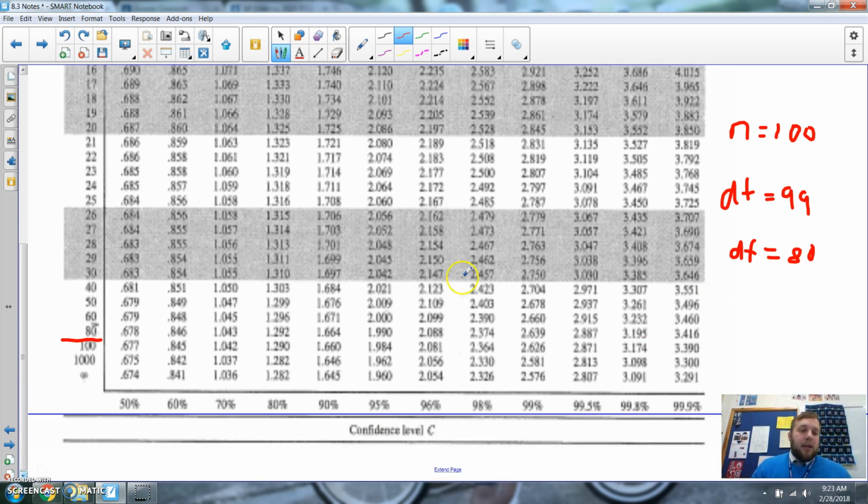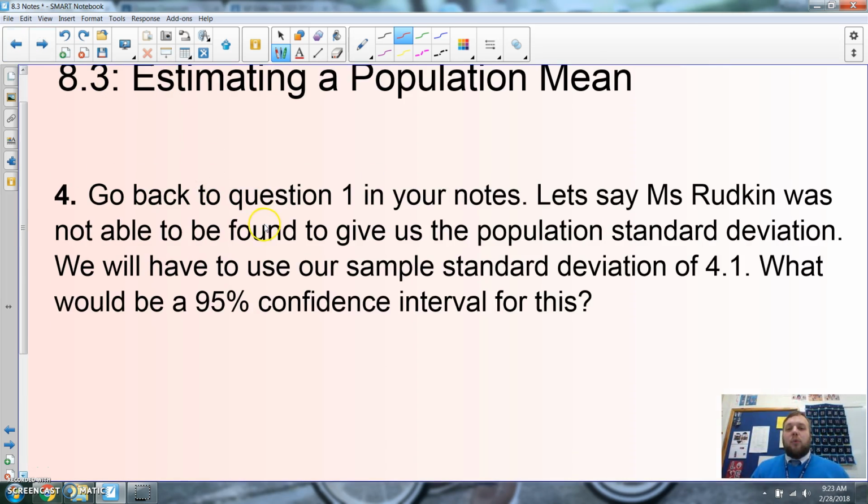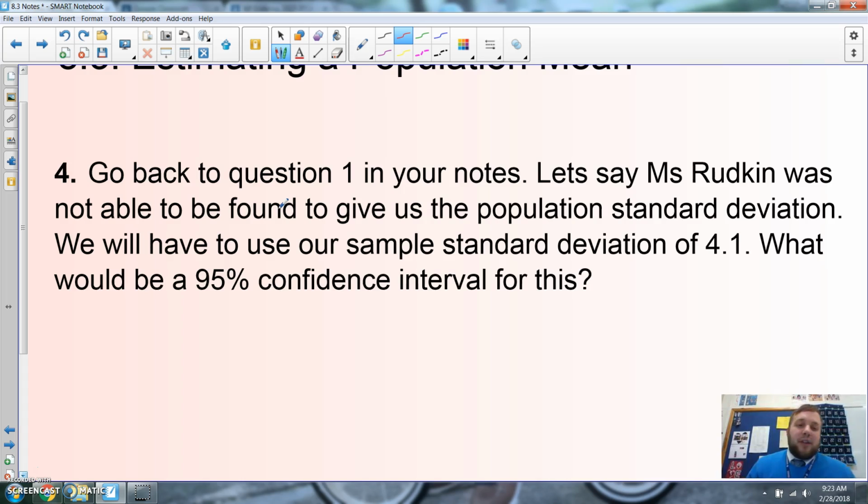All right, so here we go. Let's do a problem here. Go back to question 1 in your notes. Let's say Mrs. Rudkin was not able to be found to give us the population standard deviation. Now remember, I think it was 4.4, right? But obviously, if we asked her what's the population standard deviation, couldn't we just ask her what's the population mean? She wasn't able to be found, so I don't know that. Get that out of your mind, guys.